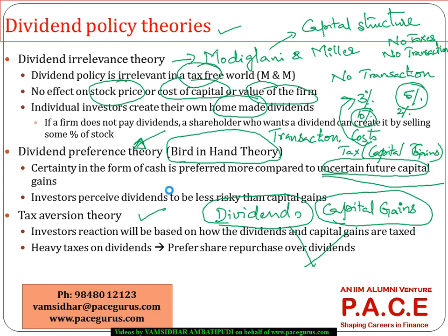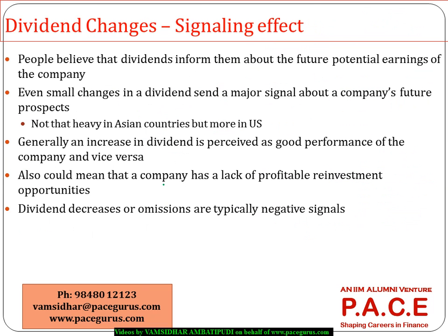Alright? Now, from the company's perspective, how is a change in the dividend perceived? Let's say this year they have declared a dividend of $10 per share. Next year they want to declare $12, and the year after they are going to declare $8. Or probably in the last 3 years the companies have declared something like this per share. How is it perceived in the market?